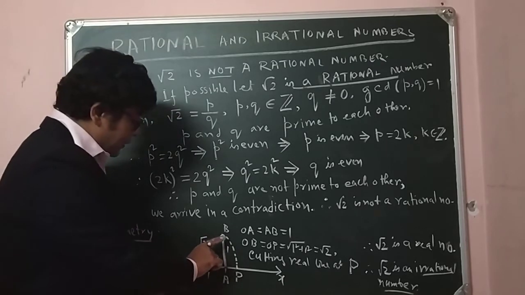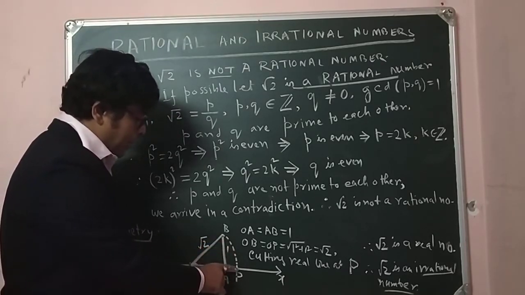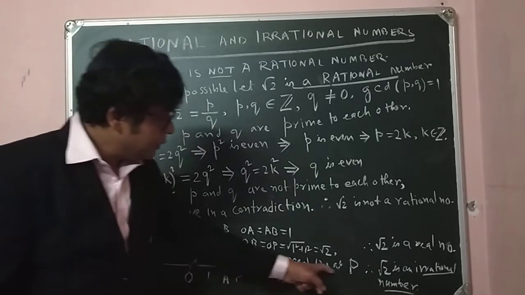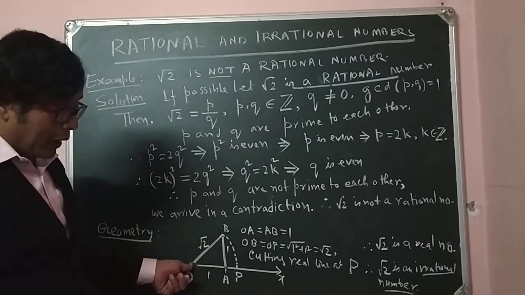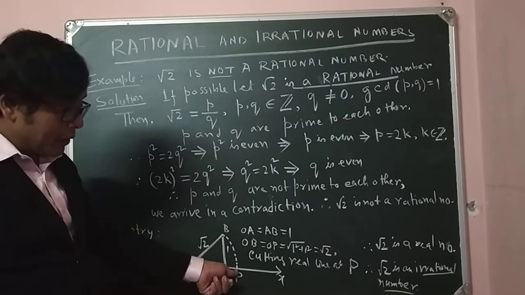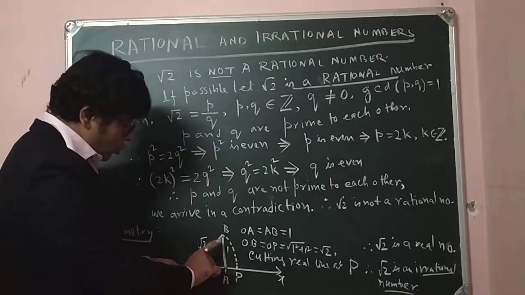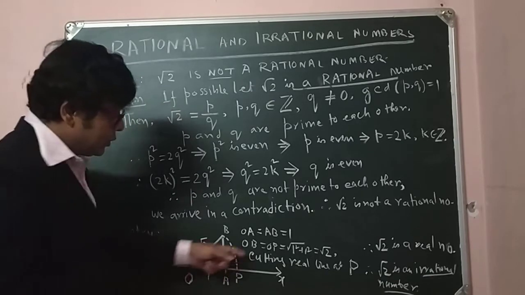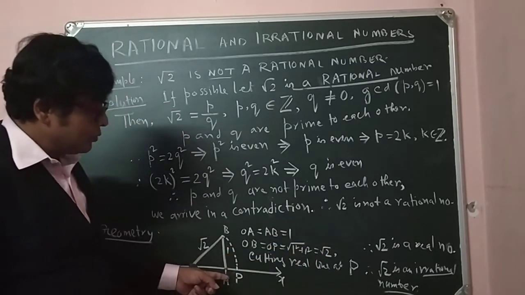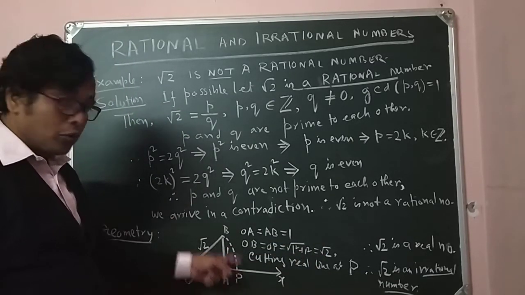And taking a compass with this root 2 as radius, we draw a circle. And this circle cuts the real line at P. And we know that any point on the real line is a real number. Since this root 2 value cuts the point at P, this means that OP represents the value root 2. This means that root 2 is a real number.